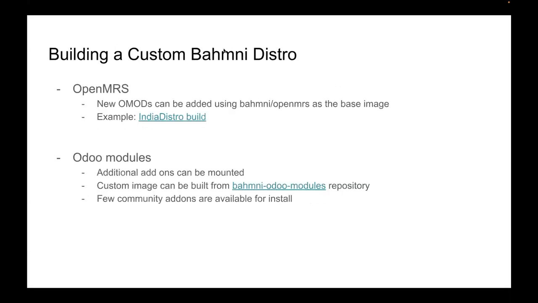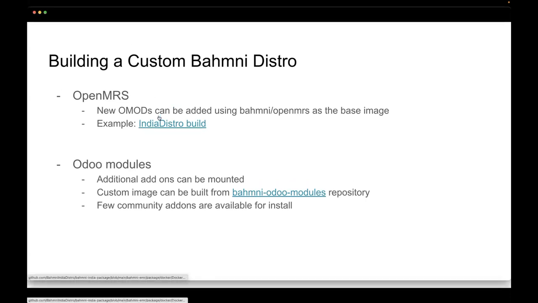And let me move on. So next comes building a custom Bahmni distro. As we discussed just now, at your specific implementation, you might be using an additional OMOD, or you may have a customized version of the Bahmni OMOD that is already shipped. So in that case, how do you build a custom distro of Bahmni? For building the OpenMRS image, we highly recommend using Bahmni's image as the base image and then add your additional OMODs or replace your existing OMODs as needed.